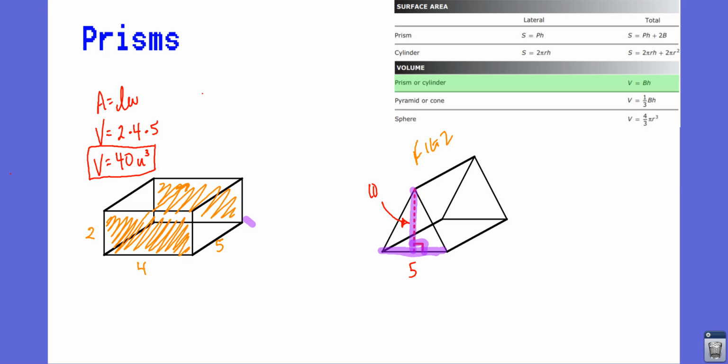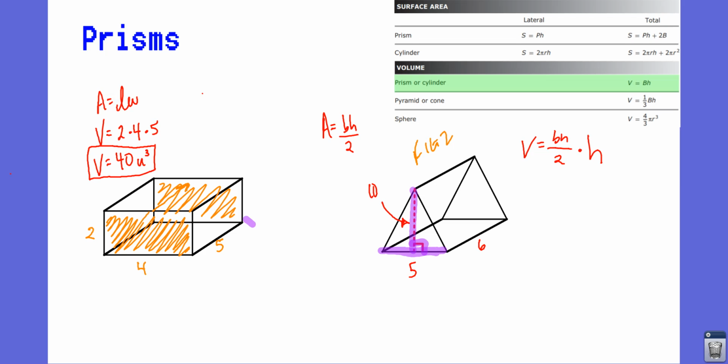So the area formula, so capital B, is base times height divided by 2. So if you wanted to substitute that in for the volume formula, it would look like this. V equals base times height divided by 2 times the height of the prism. The height of the prism is going to be the distance between the bases, which are triangles. So let's go with 6 there.